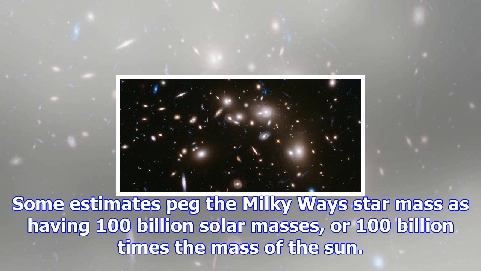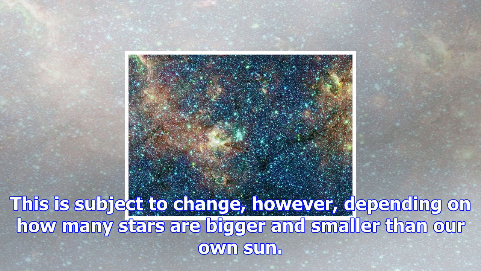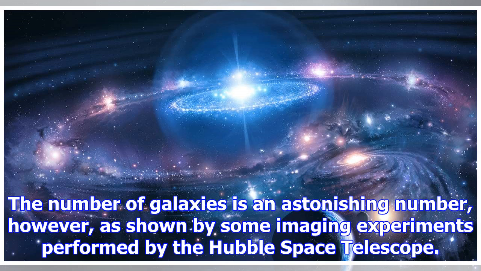It's easier to count stars when they are inside galaxies, since that's where they tend to cluster. To even begin to estimate the number of stars, you would need to estimate the number of galaxies and come up with some sort of an average. Some estimates peg the Milky Way's star mass as 100 billion solar masses, or 100 billion times the mass of the Sun. Averaging out the types of stars within our galaxy, this would produce an answer of about 100 billion stars in the galaxy. This is subject to change, however, depending on how many stars are bigger and smaller than our own Sun. Also, other estimates say the Milky Way could have 200 billion stars or more.